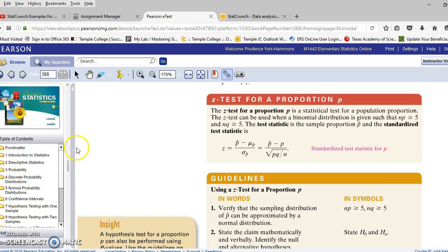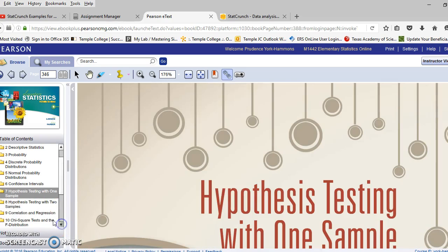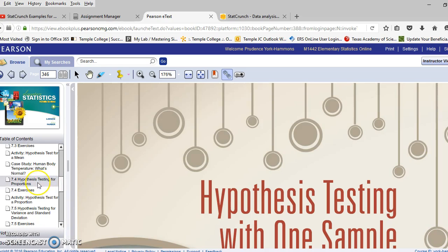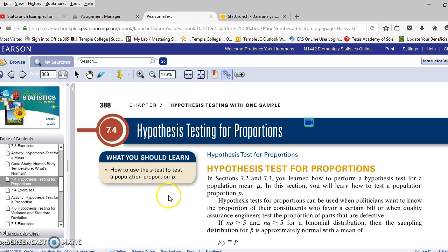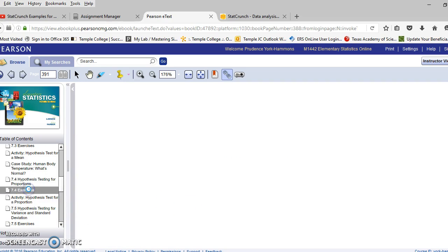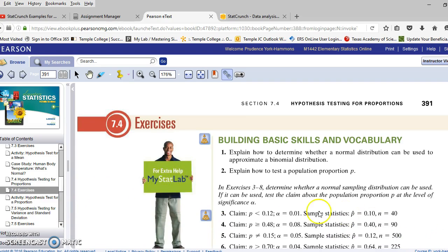So we're going to look at some of the homework exercises for this section, in section 7.4, I'm sorry. And the exercises are here. So let's just look at number 3. It says, determine whether a normal sampling distribution can be used, and if it can, test the claim about the population proportion p at the level of significance alpha.